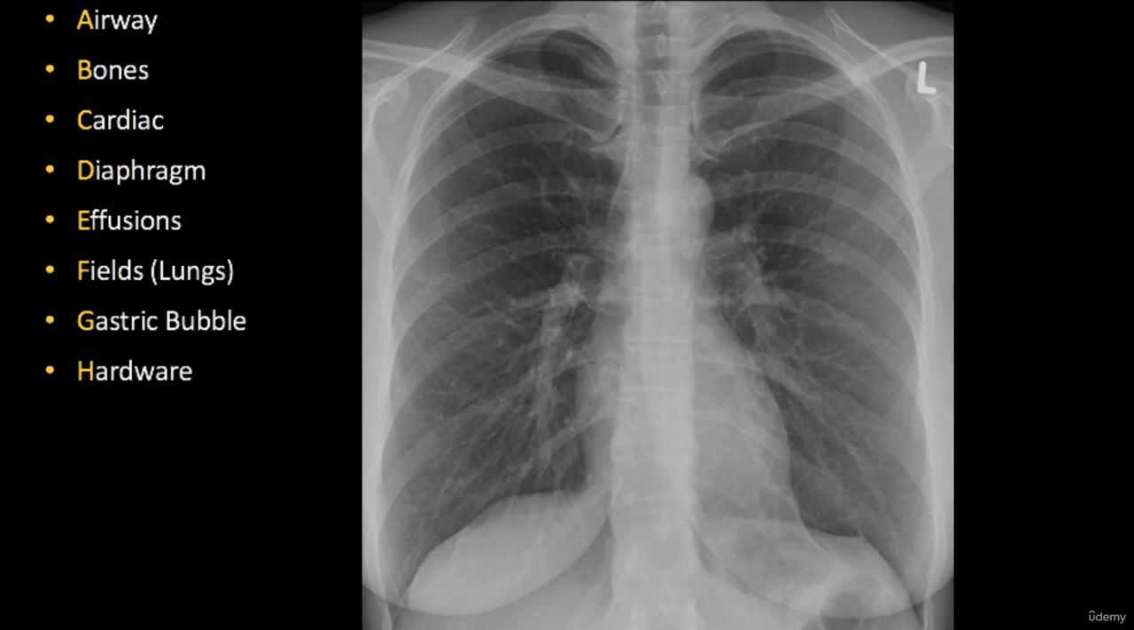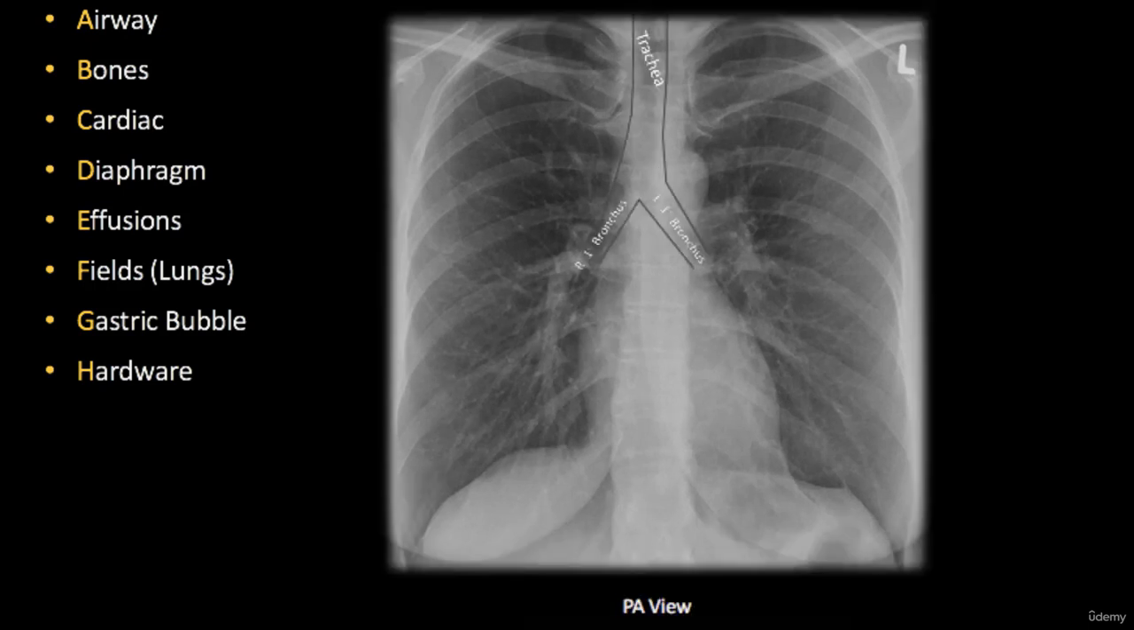We look first at the airways, then evaluate the bones, the shadows of the heart, the diaphragm, the domes on the right and on the left. They look at the pathological contents in the costodiaphragmatic recess. Then they move to the lungs and evaluate the fields of the lungs. They identify the bubbles of the stomach and hardware. And as you see, all these structures may be numbered from A to H for our convenience. Well, let's try to follow this algorithm, beginning from the airways.